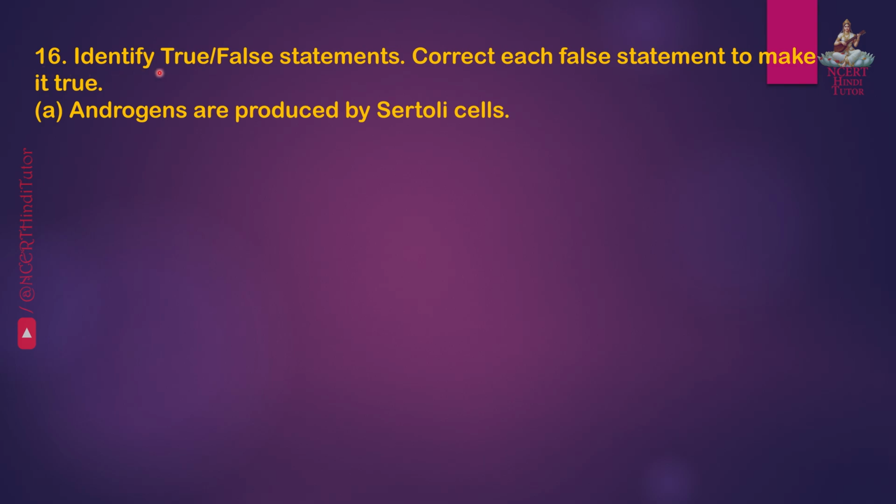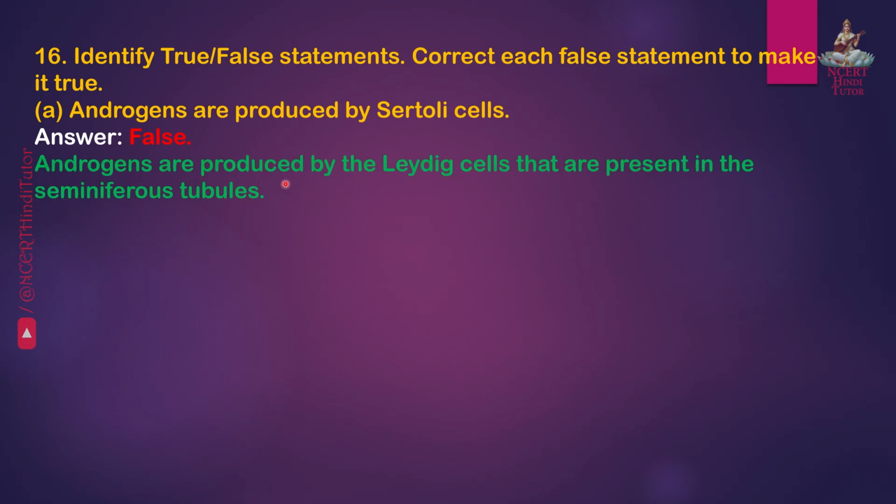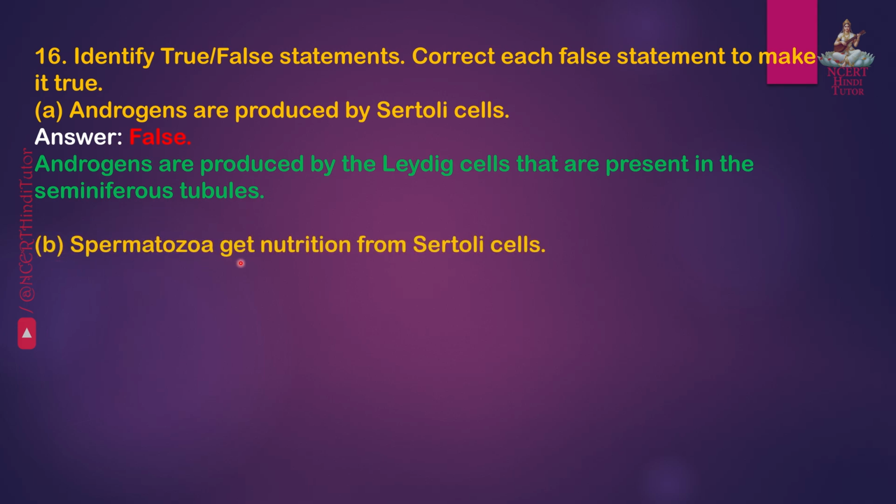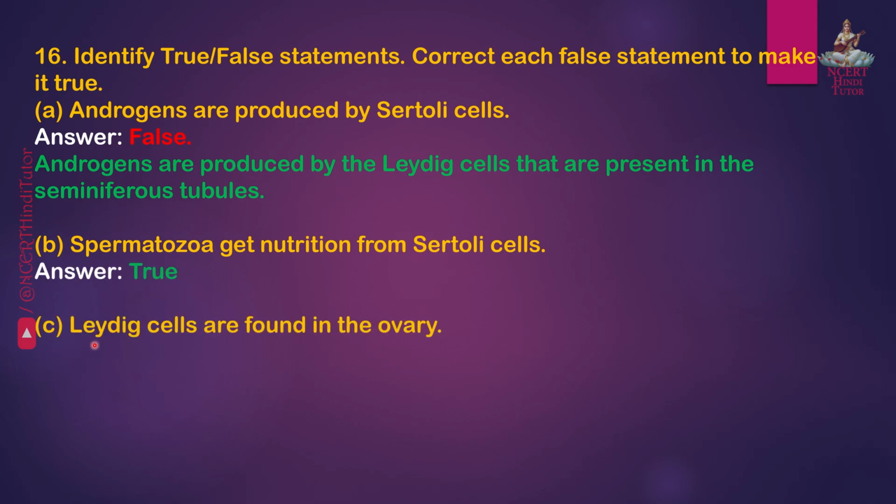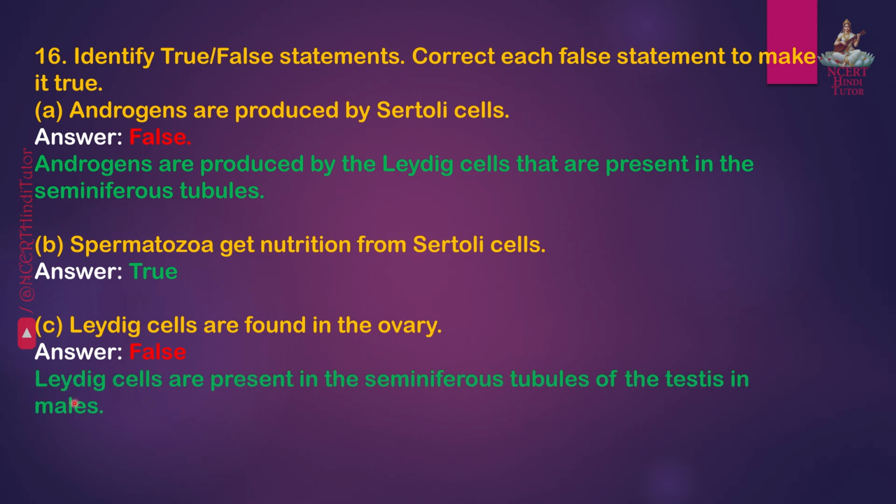Question 16. Identify true, false statements. Correct each false statement to make it true. A. Androgens are produced by Sertoli cells. Answer. False. Androgens are produced by the Leydig cells that are present in the seminiferous tubules. B. Spermatozoa get nutrition from Sertoli cells. Answer. True. C. Leydig cells are found in the ovary. Answer. False. Leydig cells are present in the seminiferous tubules of the testis in males.